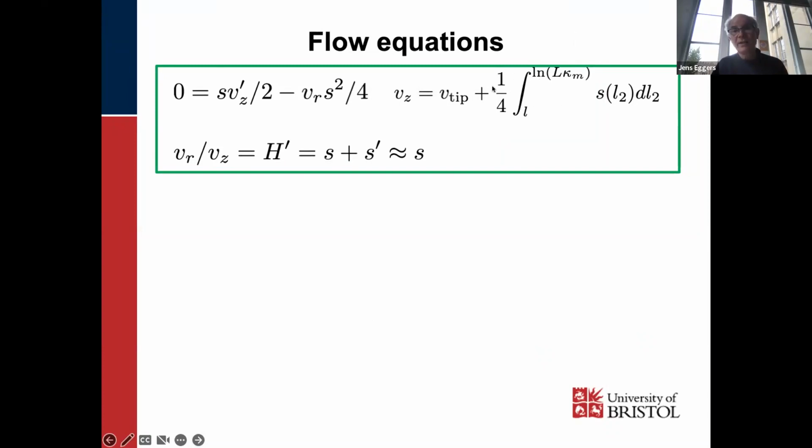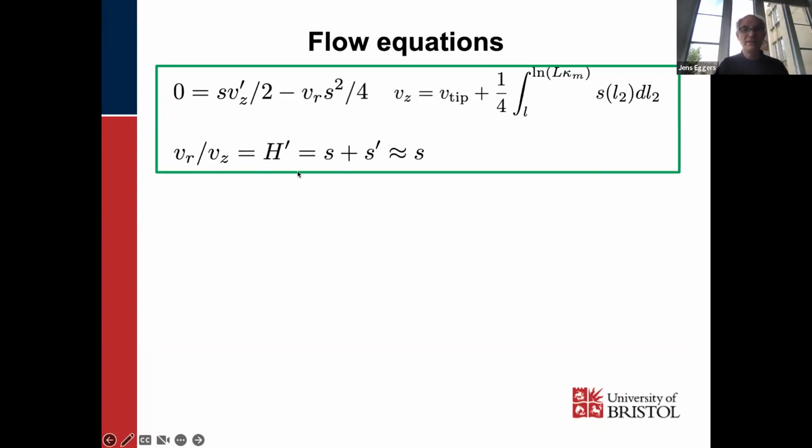This here is what I've shown you earlier when I did the equation, when I presented you the solution on the back of an envelope, as it were. That's the Z component of my integral equation. And then I got a kinematic condition, which tells me that the ratio of VR divided by VZ should be the slope of the interface.